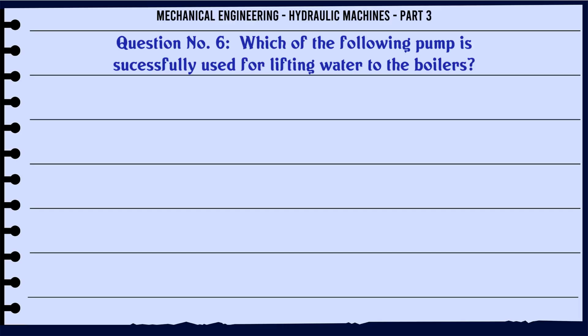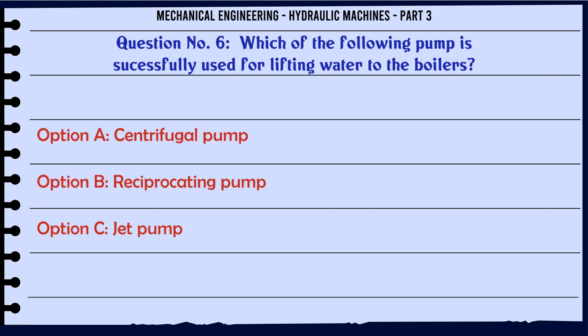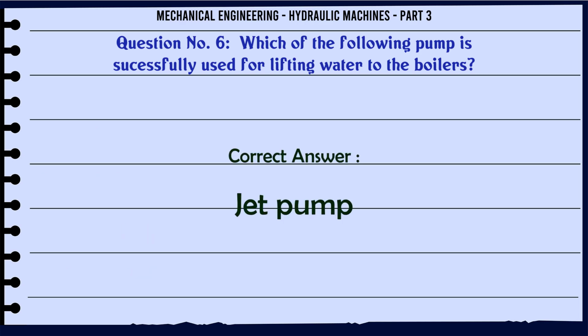Which of the following pump is successfully used for lifting water to the boilers? A. Centrifugal pump. B. Reciprocating pump. C. Jet pump. D. Airlift pump. The correct answer is jet pump.